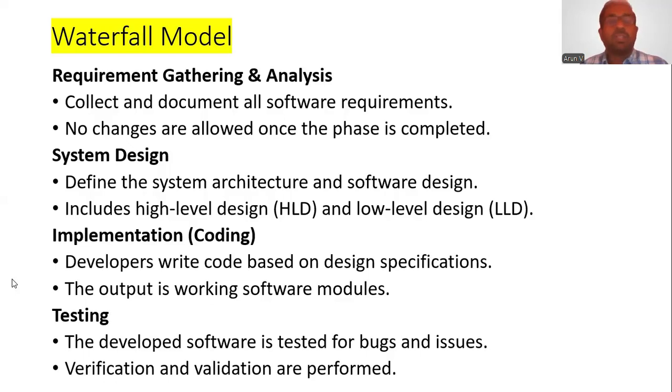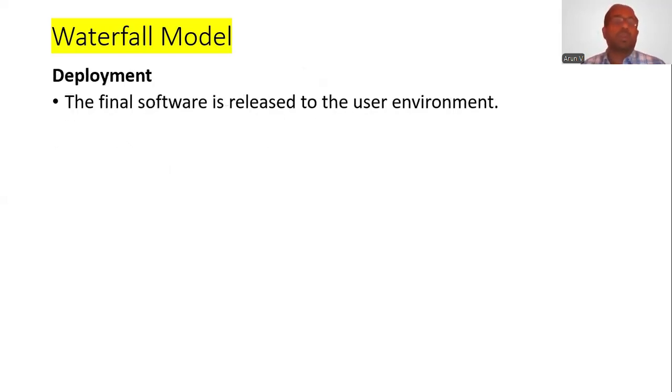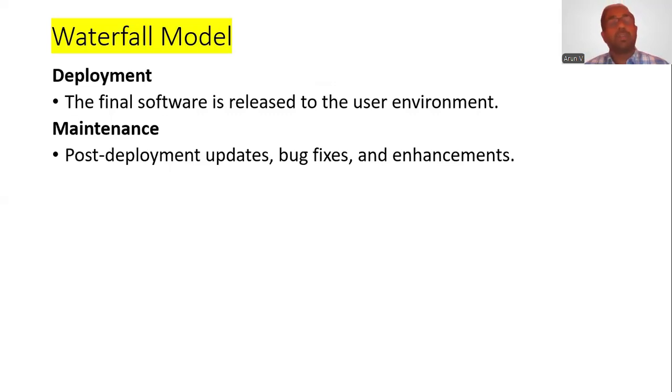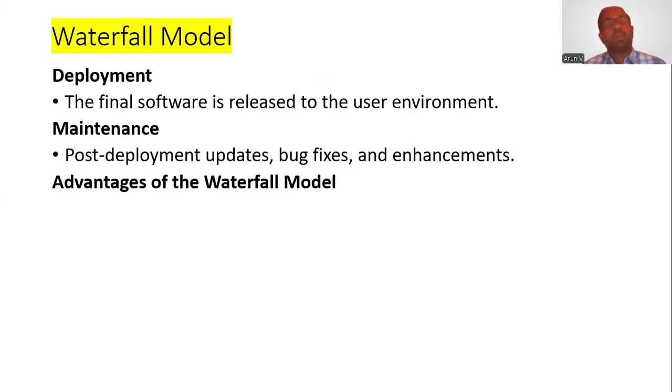Now we'll see another phase, deployment. Deployment is when the final software is released to the user environment, I mean deployment at the client side. Then maintenance. After deploying the product at the client side, we need to maintain the product with post deployment updates, bug fixes, and enhancements. Now we'll see the advantages of the waterfall model.